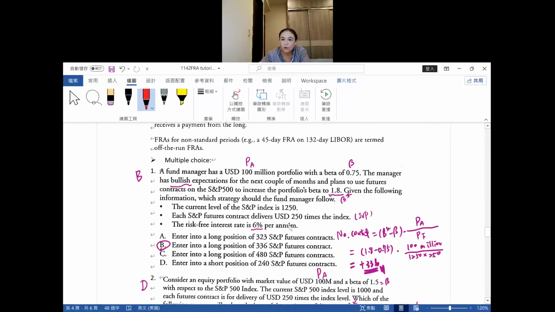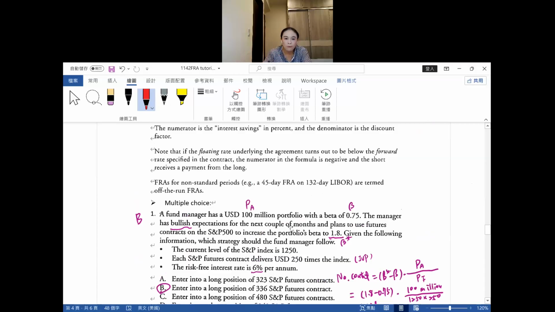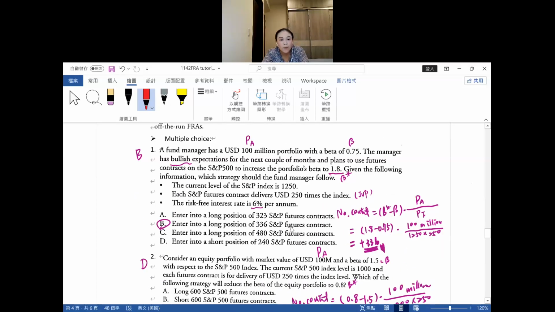So that's our example of the FRA. All right, so we have some tutorial questions. When we come up to the FRA, we will explain in more detail. Let's go through the questions one by one. First of all, a fund manager has USD 100 million, that's your PA, with a beta of 0.75, that's the beta. The manager has a bullish point of view, so plans to enhance the beta.